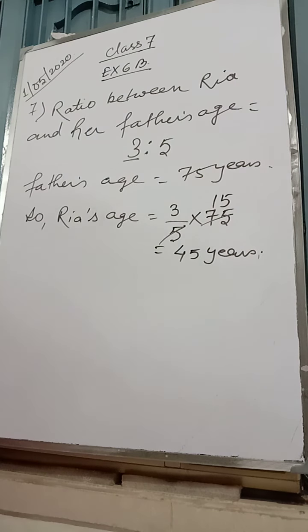Whatever we have to find, that ratio will be written as the numerator. As you can see, question number 8: the copper and alloy is in the ratio of 15:11. Copper's weight is 18.75 kg. Then find the weight of alloy.